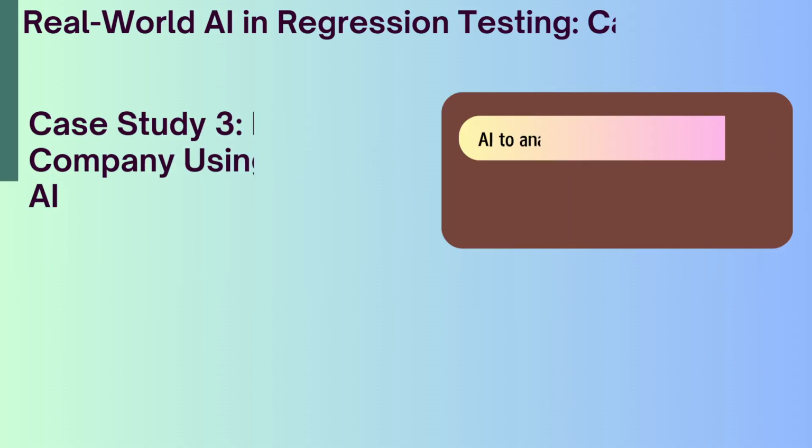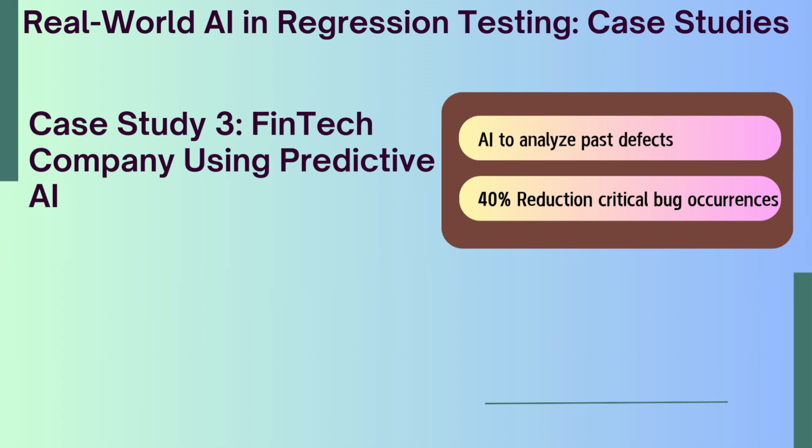Next is case study 3, the fintech company using predictive AI. A major fintech firm used AI to analyze past defects and predict future failures. This reduced critical bug occurrence by 40% before production.